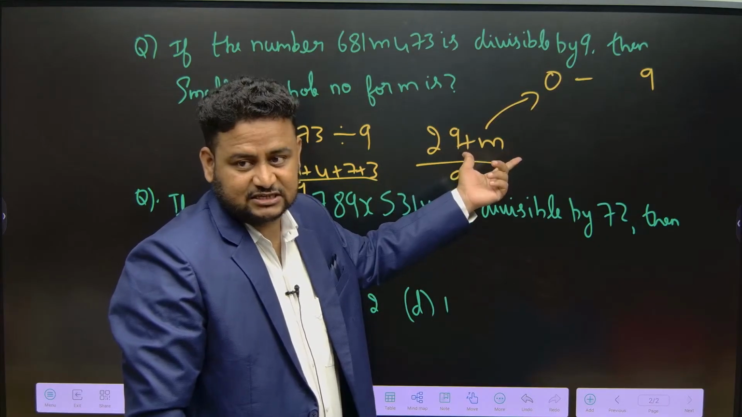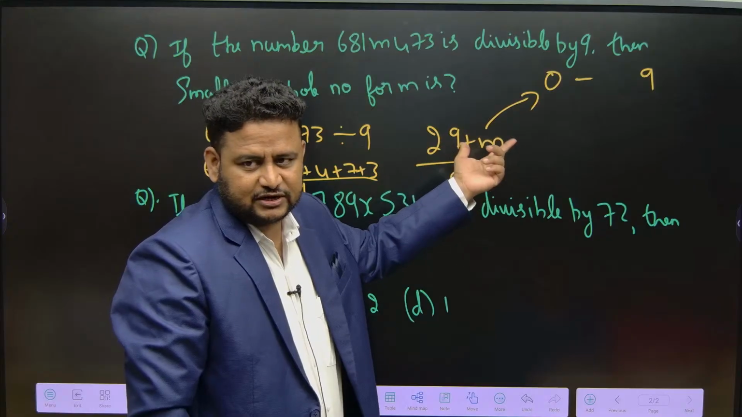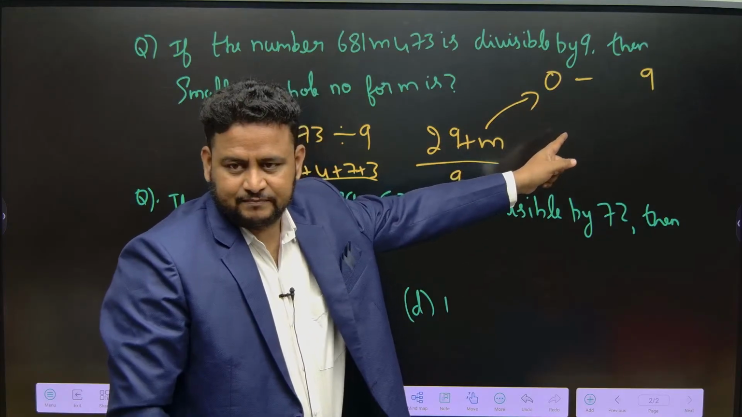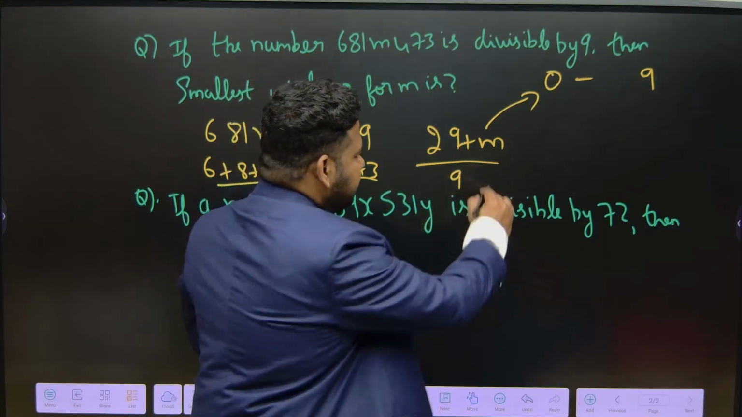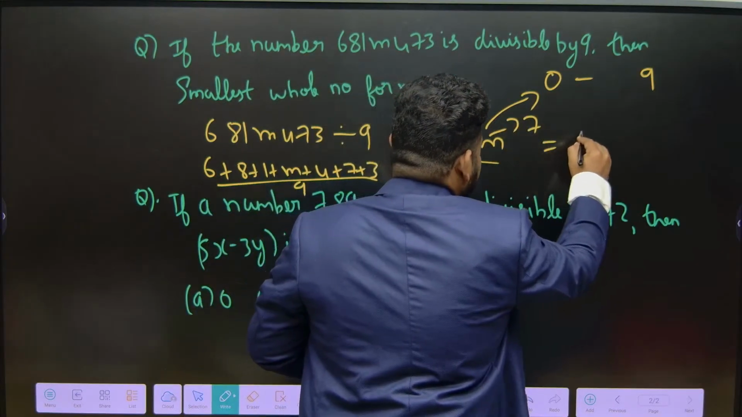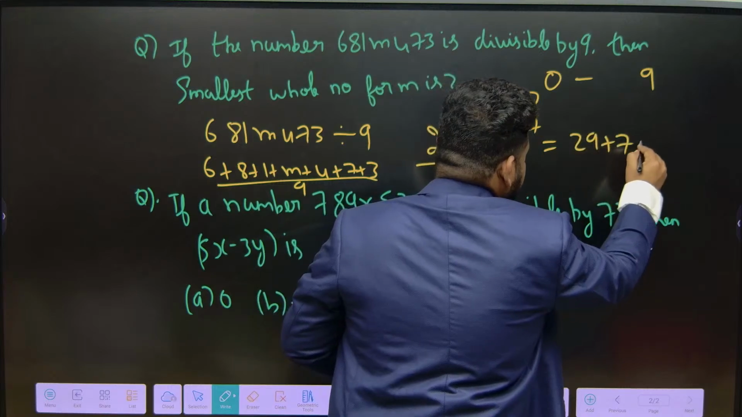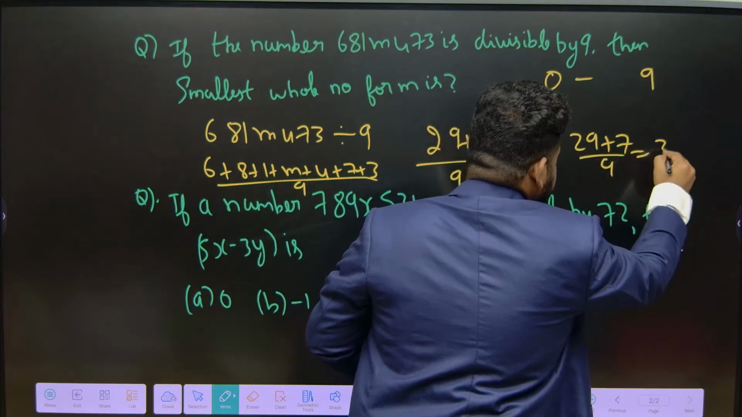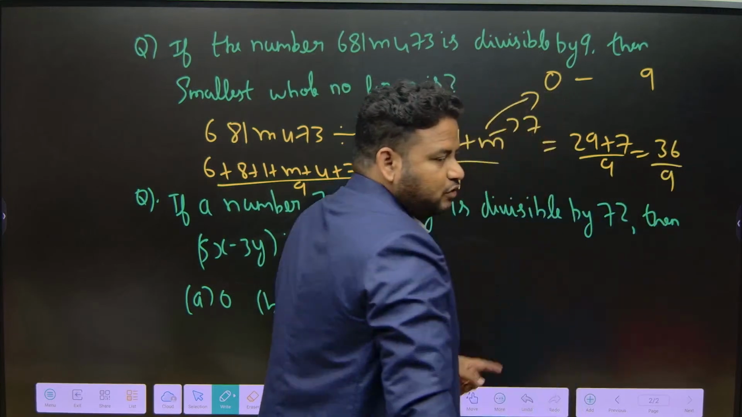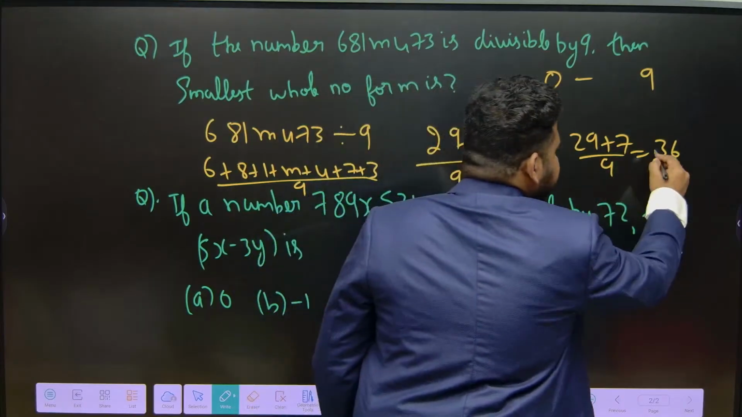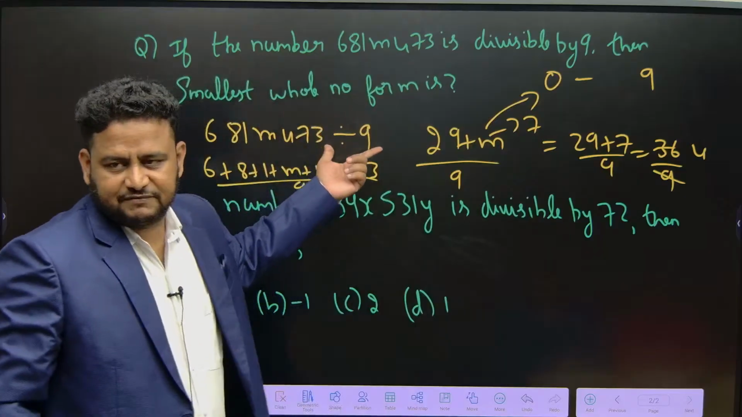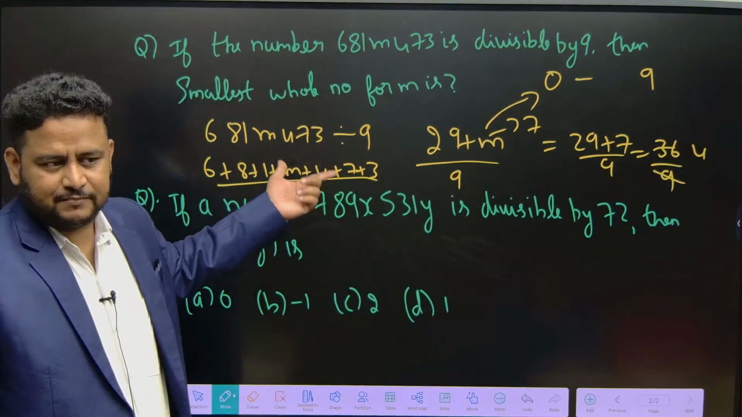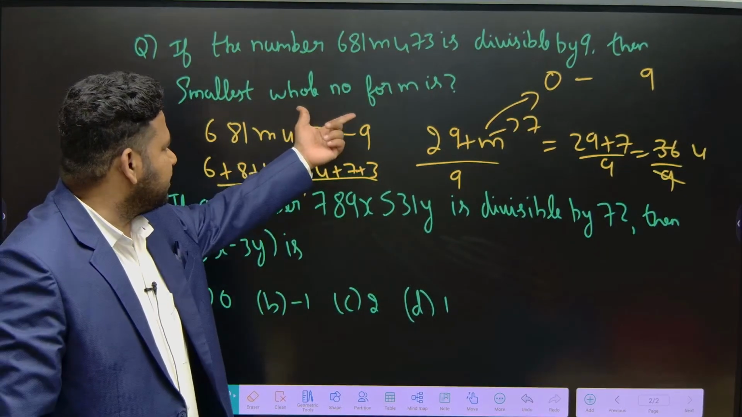If I take 36, what should I put? 7. If I put M equal to 7, this will become 29 plus 7 by 9, so that is 36 by 9. Now it is divisible. So 9 fours are 36. What is the value of M here? 7. Understood? What is the smallest whole number for M? That is 7.